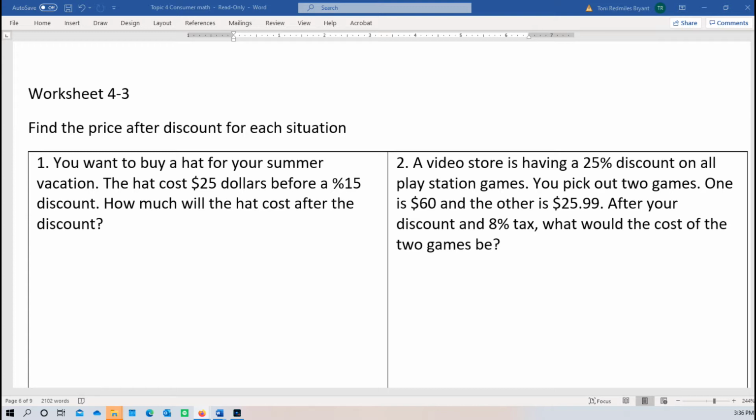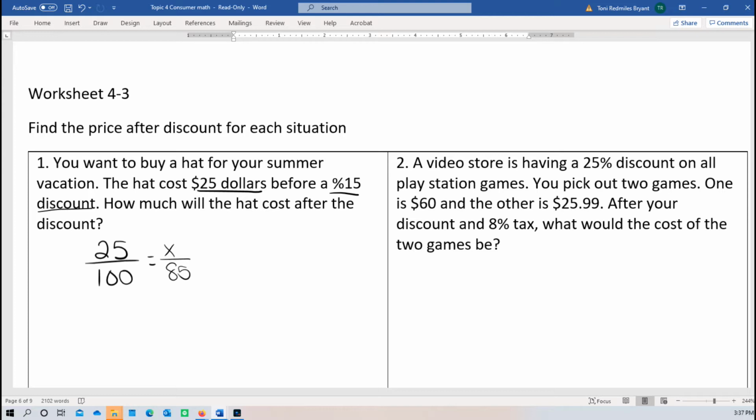All right, in the first one, you want to buy a hat for your summer vacation. The hat costs $25 before a 15% discount. How much will the hat cost after the discount? Okay, so at 100% of the cost, it's going to cost us $25, and we are going to discount it, and we're not even going to pay 100% of the price. We're going to pay 85% of the price. So our ending is actually subtracting.